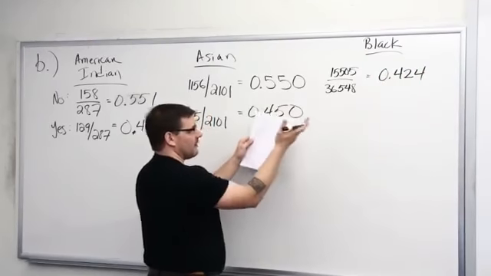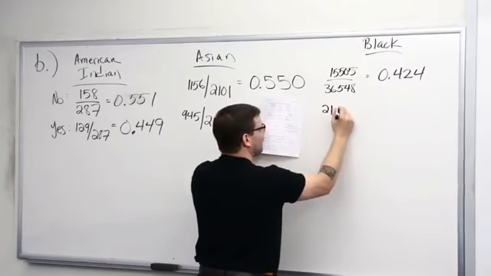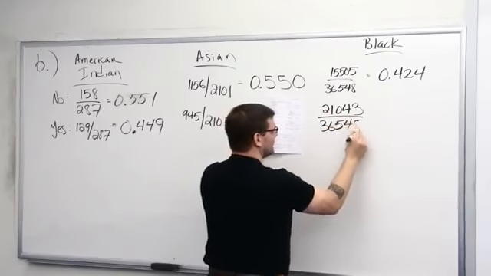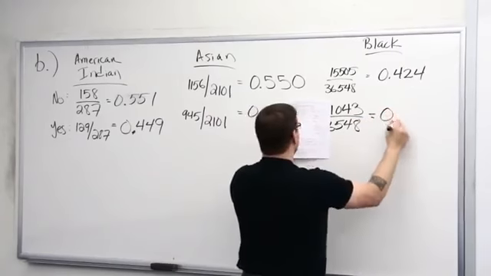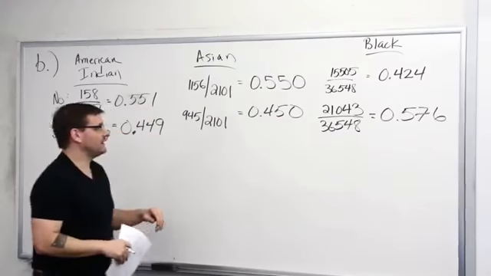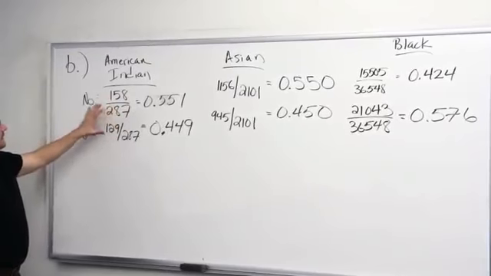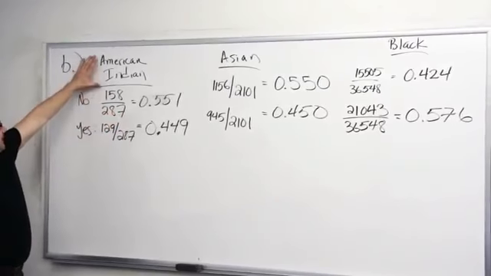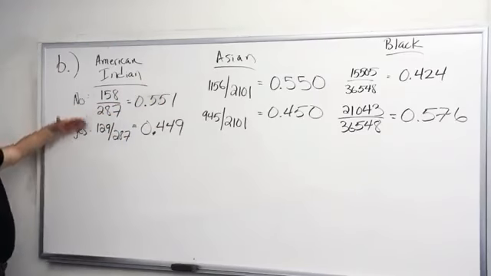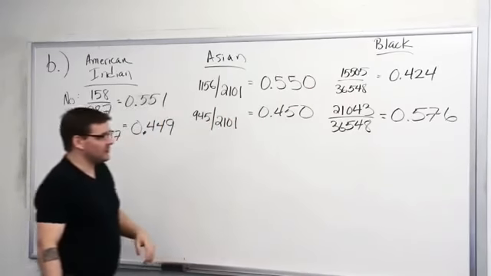Divided out for the no's, 0.424. For the yeses, for my black folks, 21,043 over 36,548. Leaving them all as decimals, that's about 0.576. You can see, are all of these the same? They're sure not, right? If I am an American Indian or an Asian person, it's much less likely that I'm frisked compared to if I am black up in New York City.